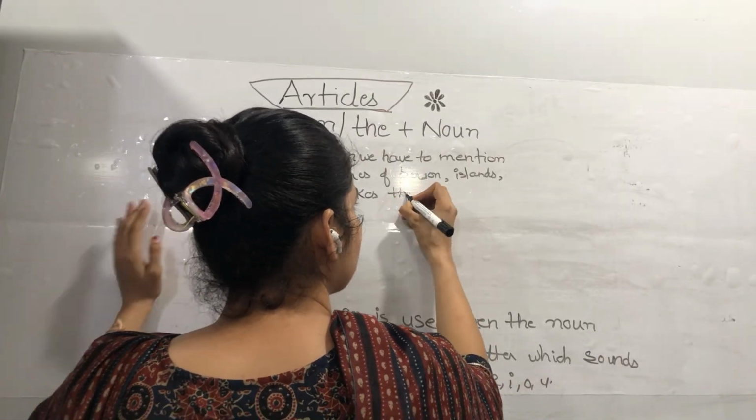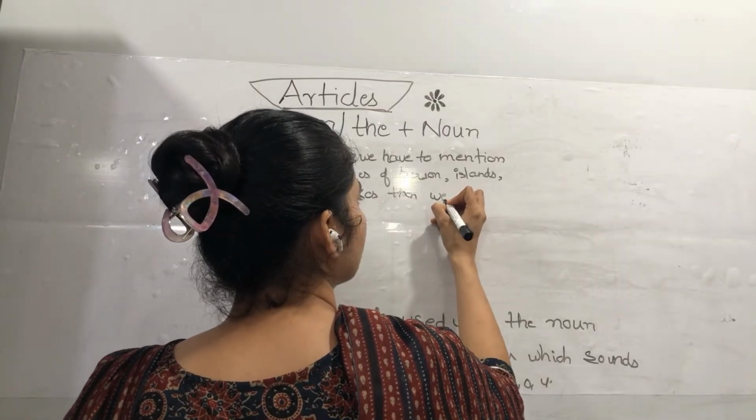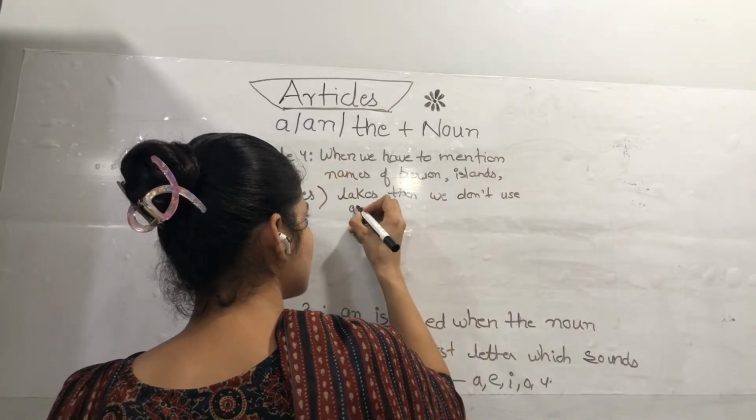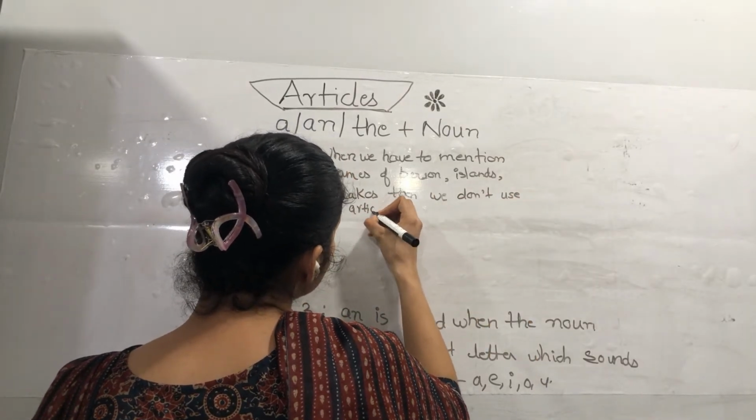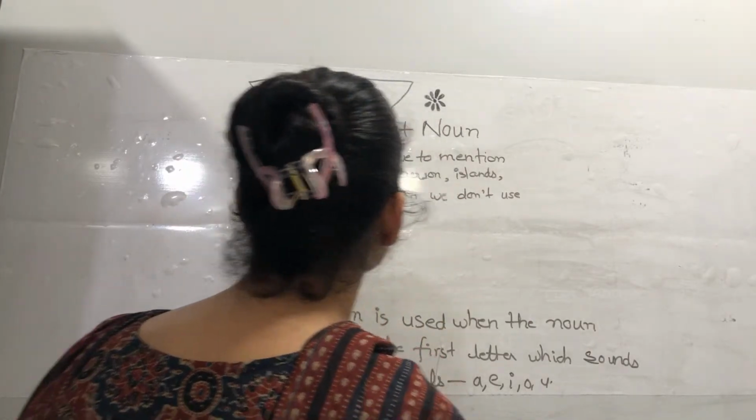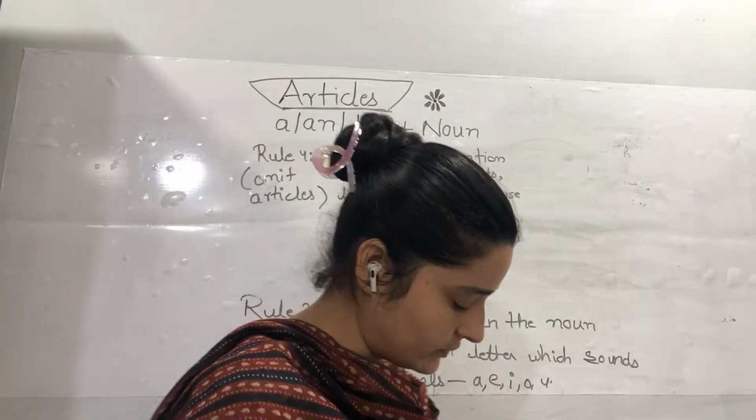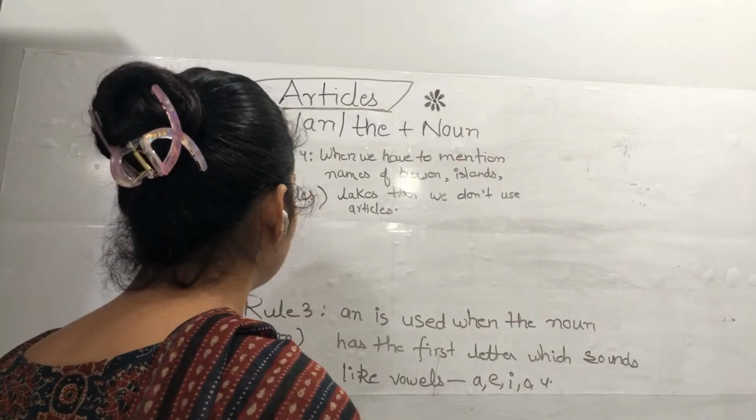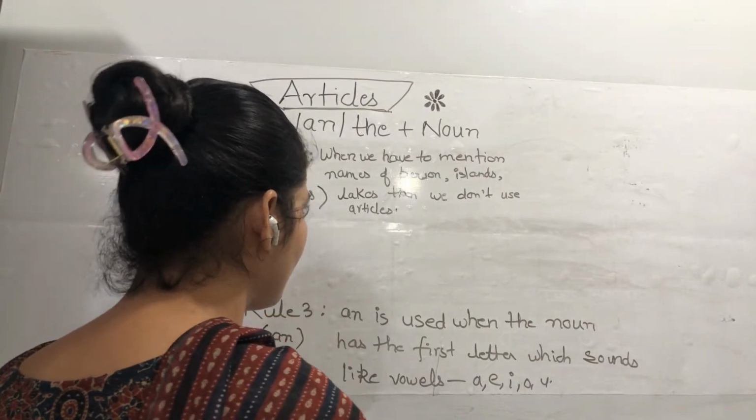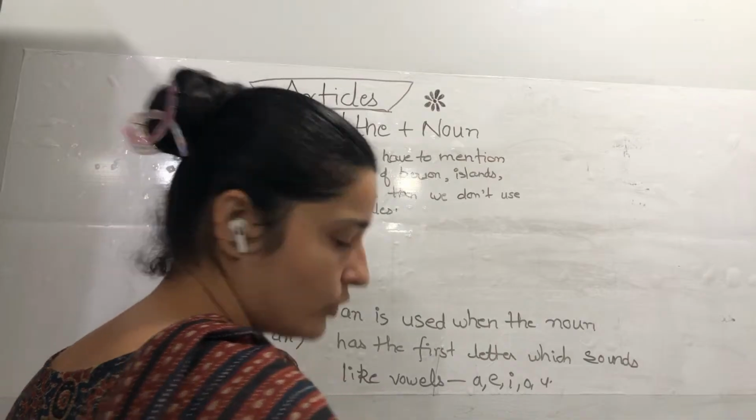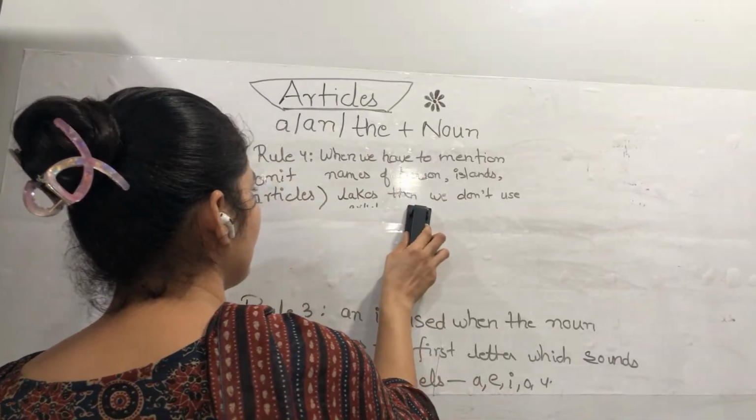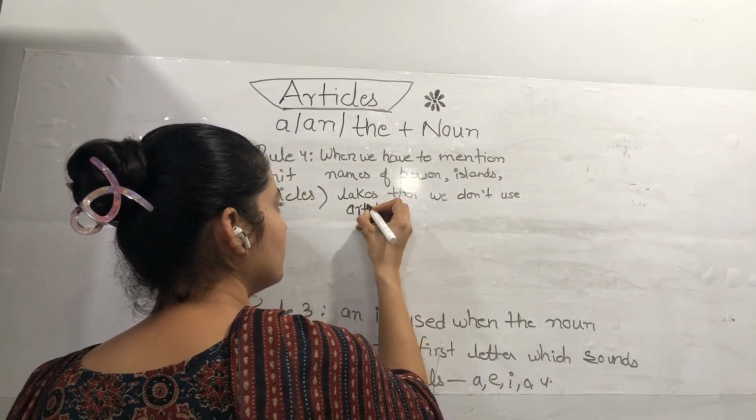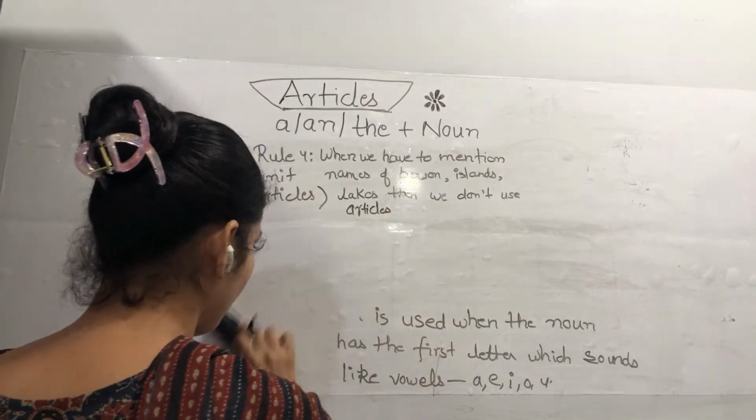Then we don't use articles. All right. So we don't use articles not only for person, island, lakes. All right. And I told you one more thing when not to use. I'm not rubbing it right. I'm rubbing this one. Okay.